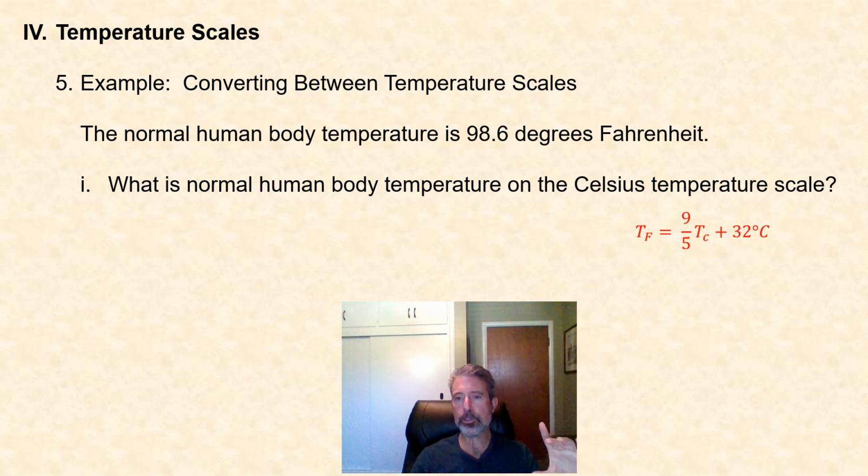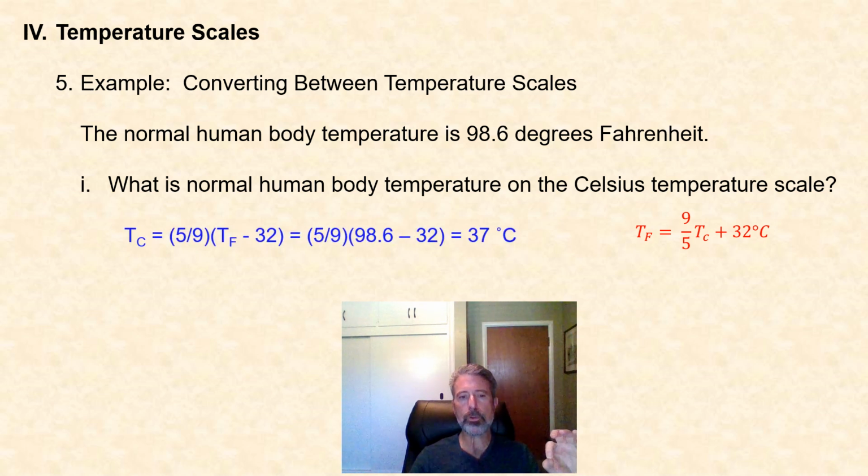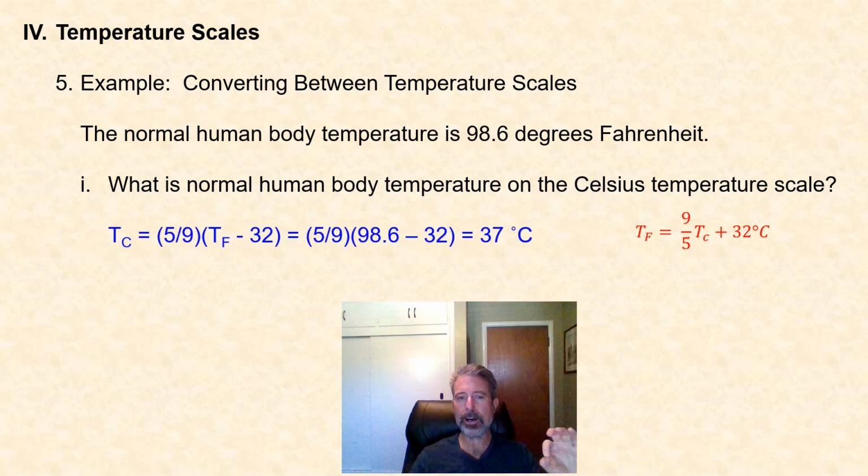We'll subtract 32 from both sides and multiply both sides by 5/9. And just be careful when you do that. Make sure that when you multiply both sides by 5/9, you actually multiply both sides by 5/9. That is, you include parentheses. That is a very common mistake people make here. When you plug in the numbers, you come up with a body temperature of 37 degrees Celsius.